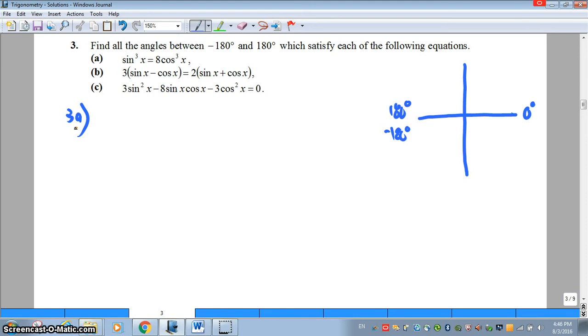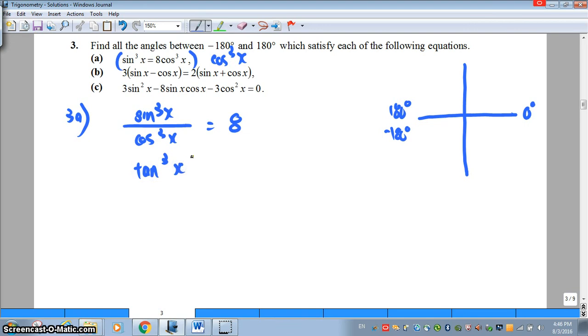Make a wise choice. Would you like to divide by sine cube x or cosine cube x? I think your choice is the same as mine. I will divide everything throughout by cosine cube x. Why? Because in this case, I will get sine cube x over cosine cube x, which is equal to 8. Sine over cosine will give us a tangent. So in this case, it will be tangent cube x is equal to 8.